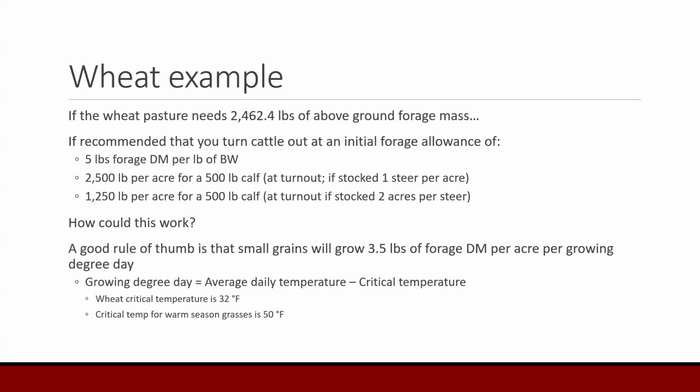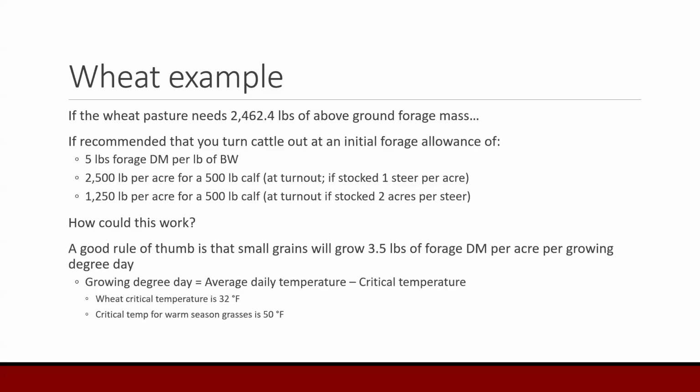So how can we make this work in a grazing system? Okay, when our target forage amount of 1250 with 2 acres per steer is below what we just calculated we need our above ground forage mass to be. Does it make sense what I'm asking here? Okay, what are we not considering when we're basing our stocking rates off of forage allowance? So that forage is going to grow while the animals are still out there.